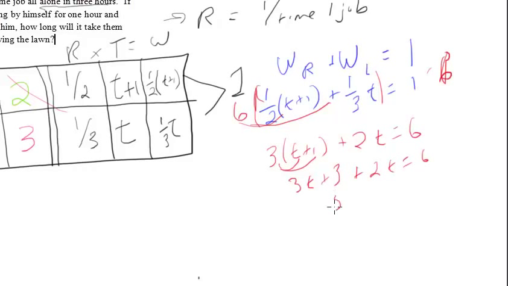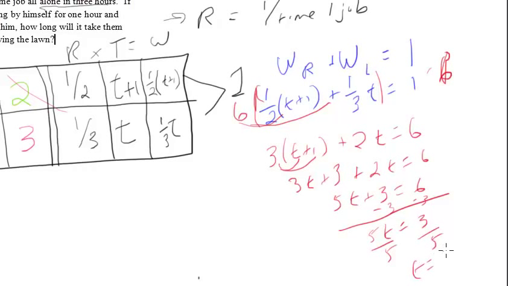Add the common terms, I get 5t plus 3 equals 6. Subtract 3 from both sides, I get 5t equals 3. I divide by 5, I get t equals 3/5.